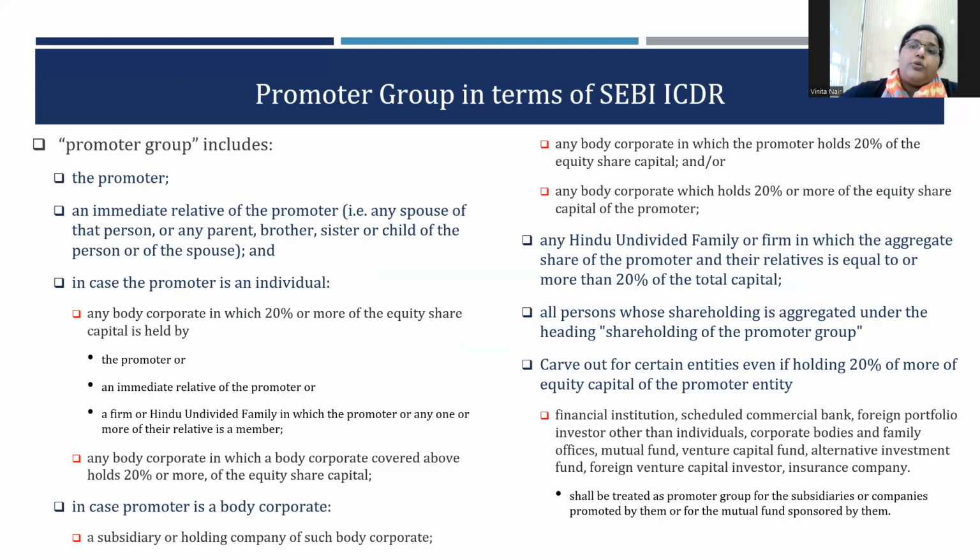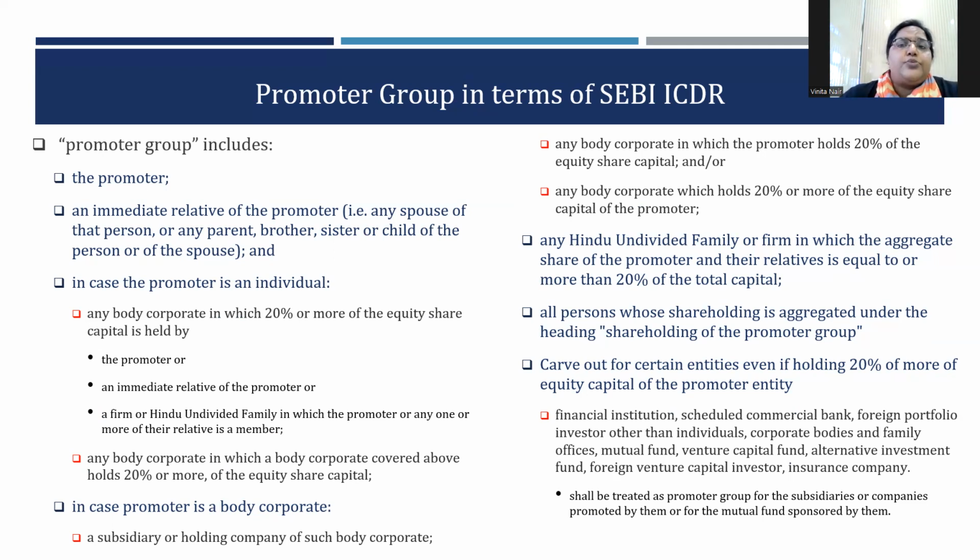Now, the meaning of promoter is also relevant because, basis the nature of promoter that you have identified, you will define the promoter group. So promoter group, again, as defined under ICDR, includes the promoter. And where the promoter is an individual, it will also include immediate relatives of the promoter, which means the spouse of that person, parent, brother, sister, child of the person or of the spouse. So the immediate relatives ambit has been defined. They would be identified as promoter group.